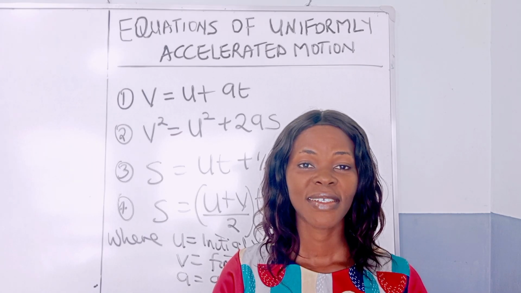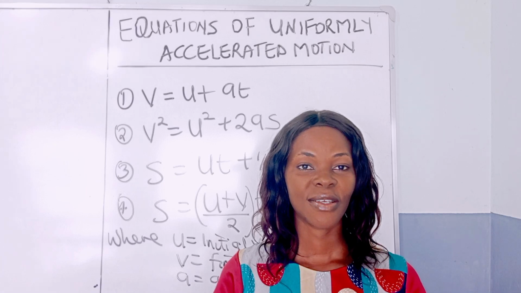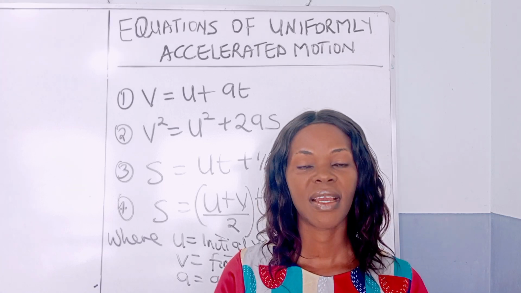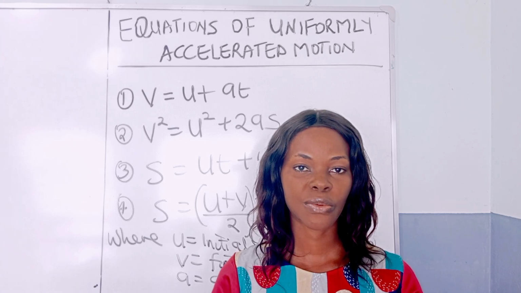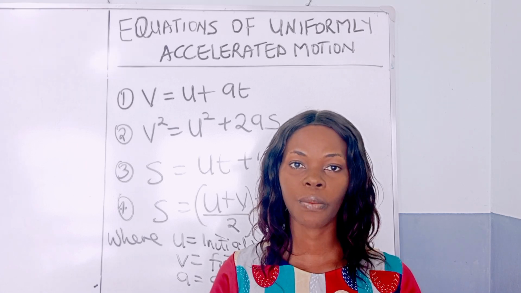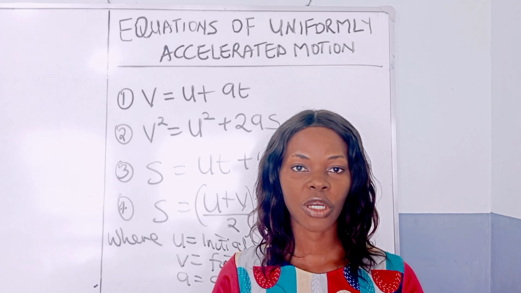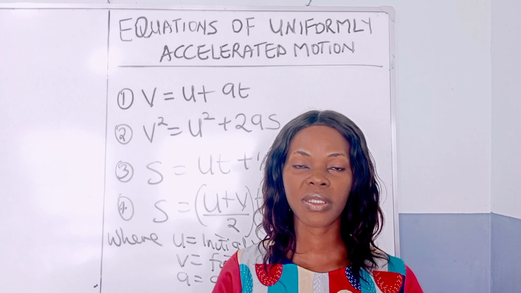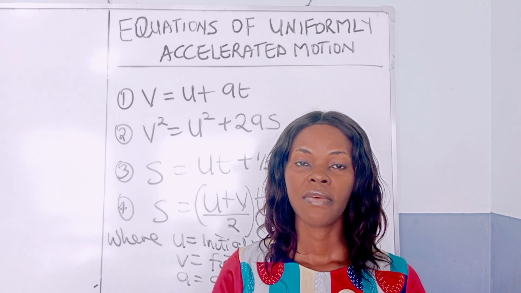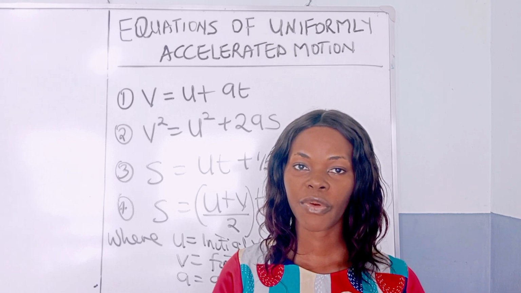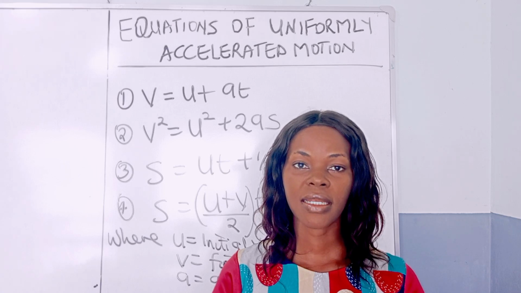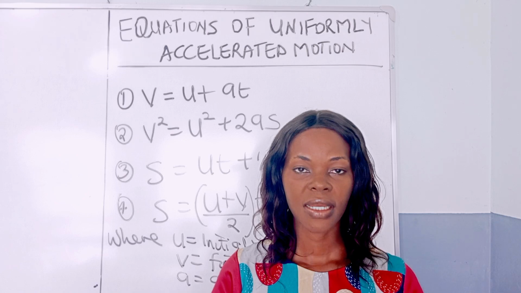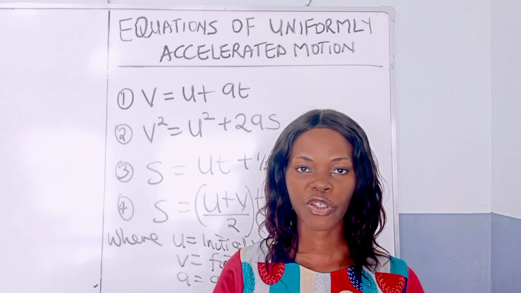Welcome to the channel. Today we are going to look at equations of uniformly accelerated motion. When we look at these equations, we use them to solve problems of motion. And if you remember motion, there are some things that are important that you should note. You should note what is initial velocity, final velocity, acceleration, time and distance. And this is what they brought together to form these equations of motion. Okay? So let's see what these equations are.